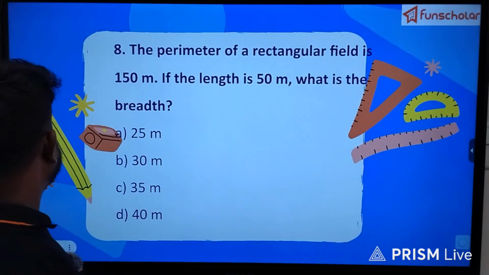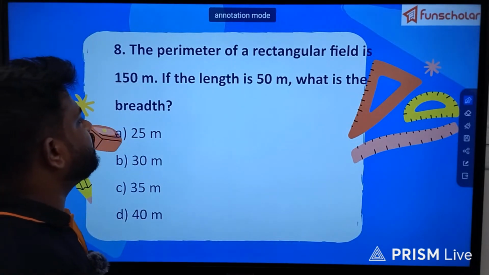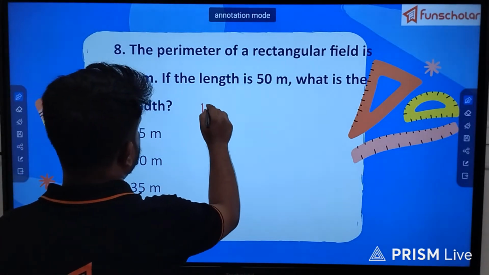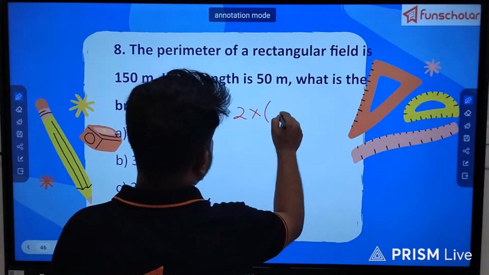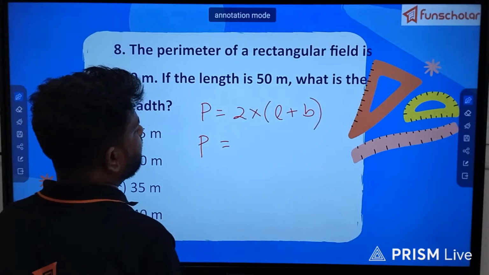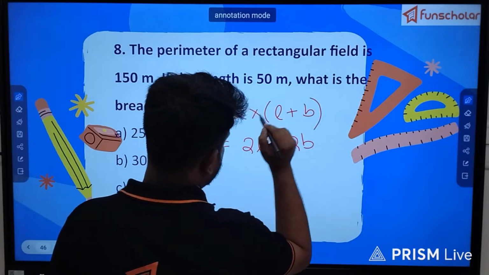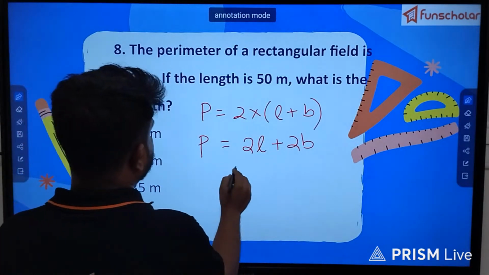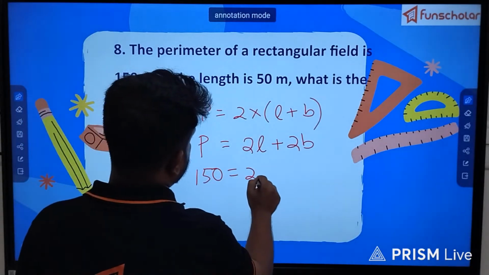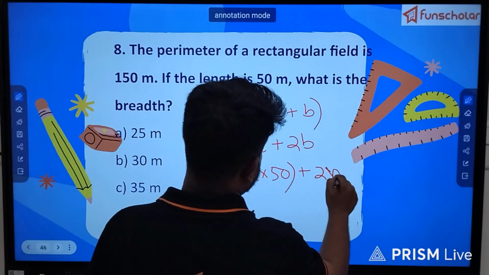The next one: the perimeter of a rectangular field is 150 meter. If the length is 50 meter, what is the breadth? From the formula we know that perimeter equals 2 into (length plus breadth). If we distribute the 2 with length and breadth, we get 2 into length plus 2 into breadth. Here the length is given and the perimeter is also given. So it will be 150 equals 2 into 50 plus 2 into breadth.